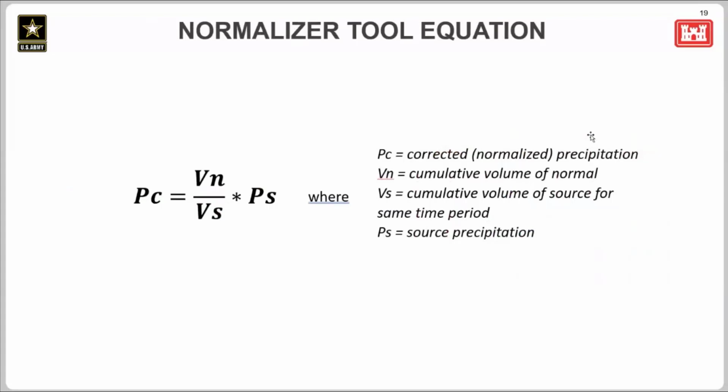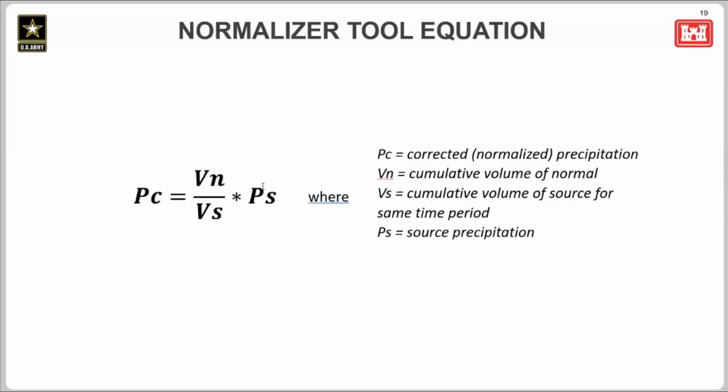So here's the normalizer tool equation. It's pretty simple. You just got your corrected precipitation on the left side. You've got your source precipitation on the right side, and then you're multiplying your source precipitation by some factor or some ratio. And it's just a ratio of your cumulative volume of whatever your normal grid was.